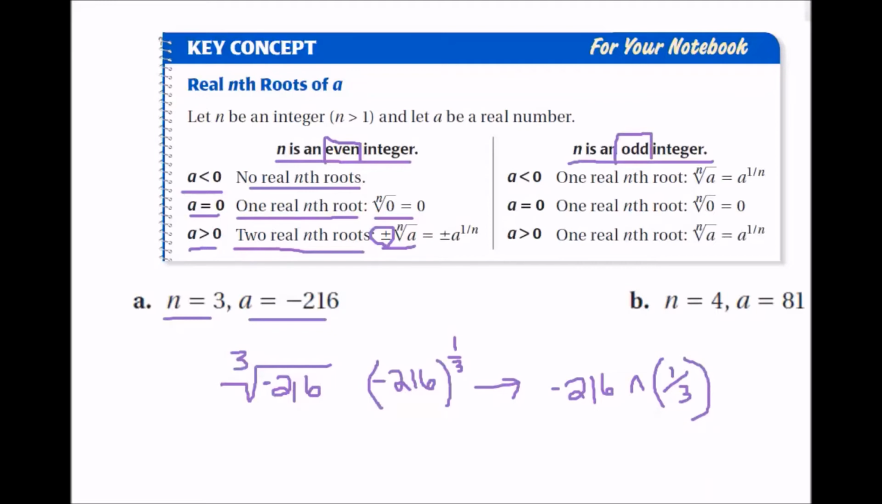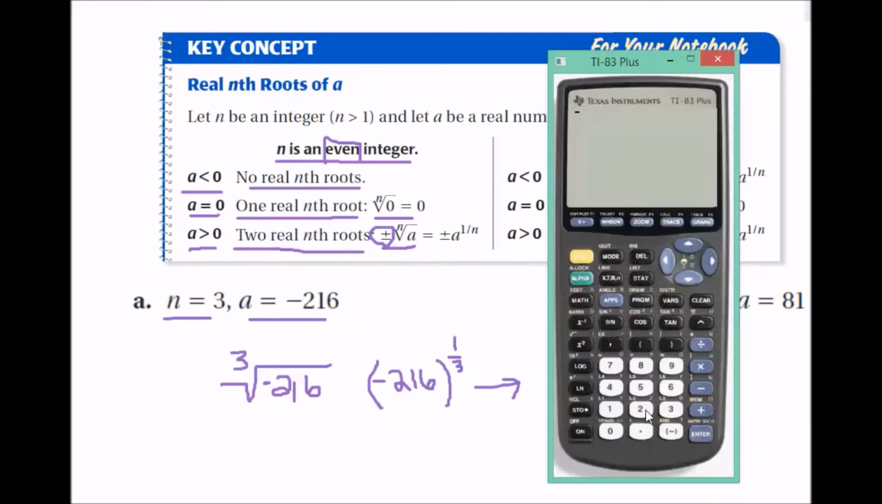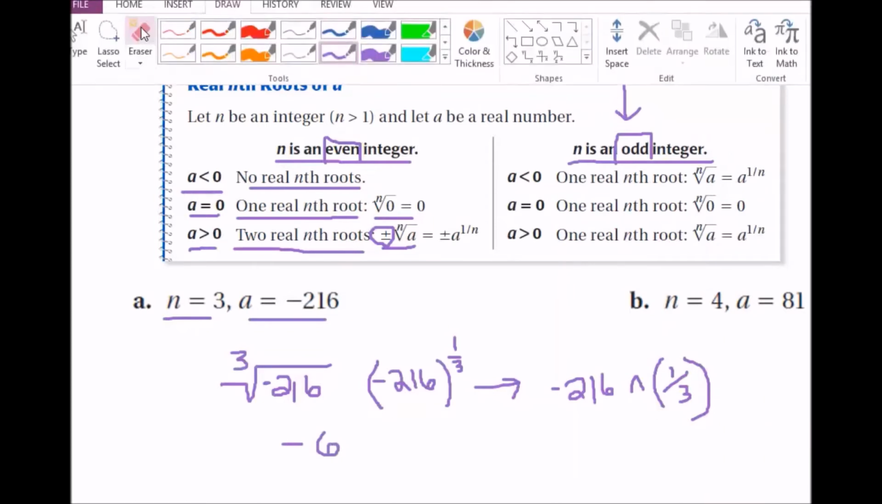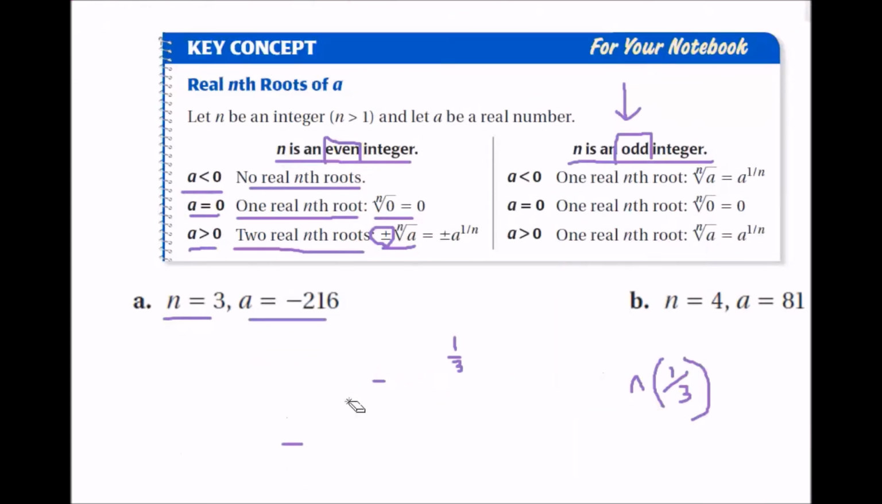Now, looking at the table, we know n is odd, so we're going to look here. A is less than 0. We're going to have one real nth root. And to find that, if you know what it is, that's fine, or you can plug it into your calculator as negative 216 to the 1/3. And you know the answer is negative 6. Okay, I'm going to erase this and solve the second one.